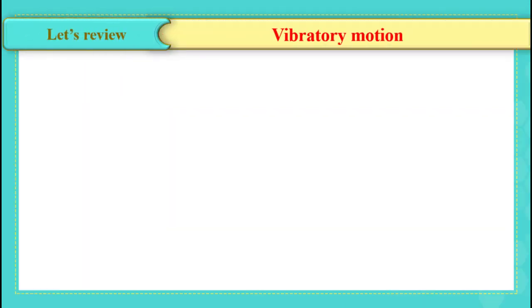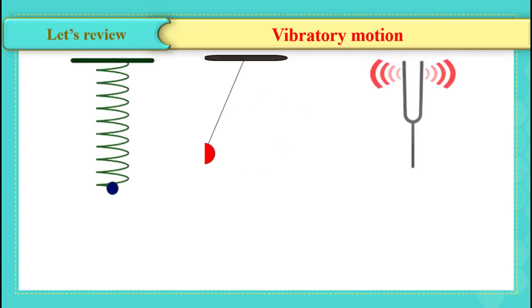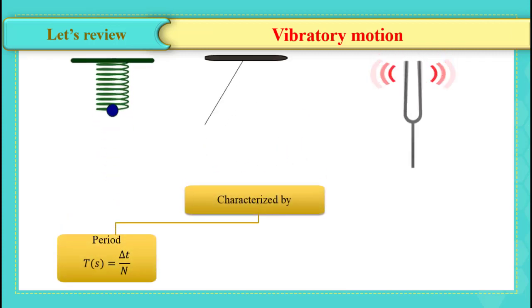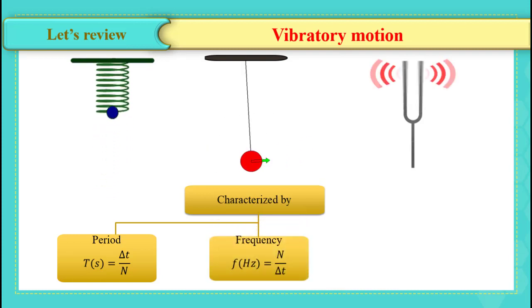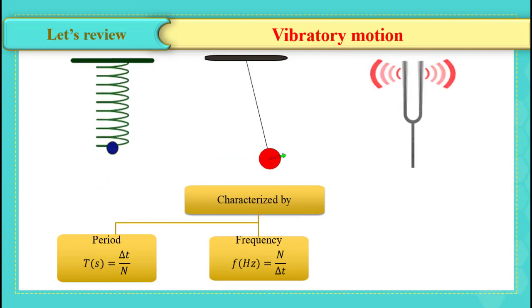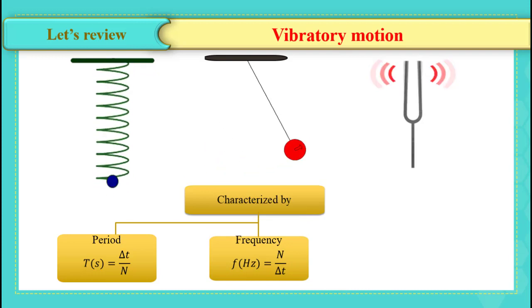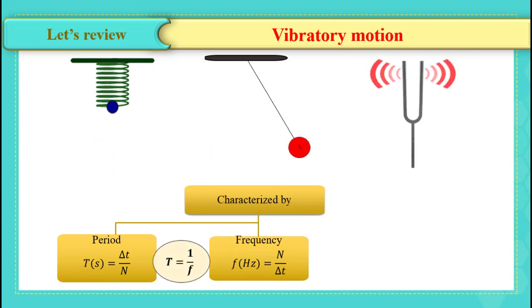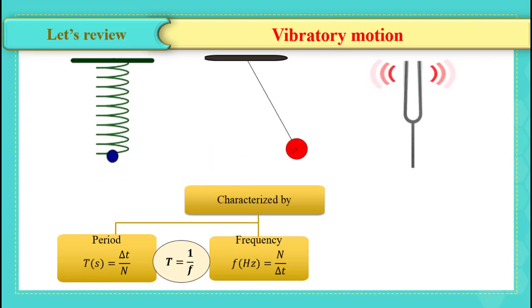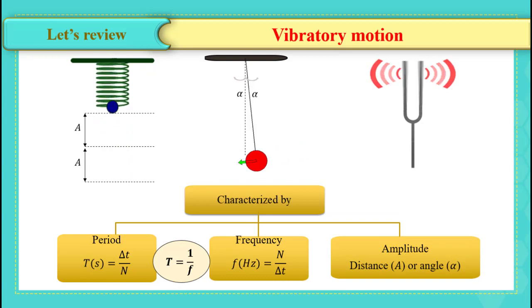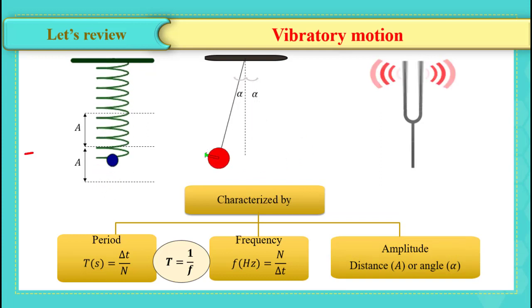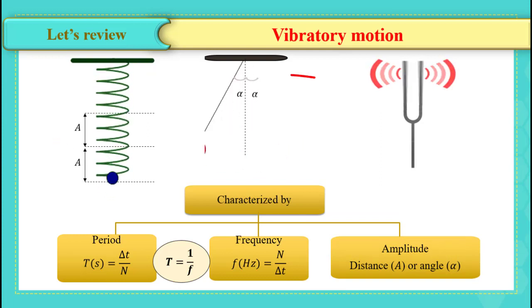In the previous video, we talked about vibratory motion and characterized it by its period, where T in seconds is equal to delta t divided by n, its frequency, where f in hertz is equal to n divided by delta t, and we recognized that T is equal to 1 over f. Also, such motions are characterized by their amplitude, which could be expressed as either a distance A or as an angle alpha.